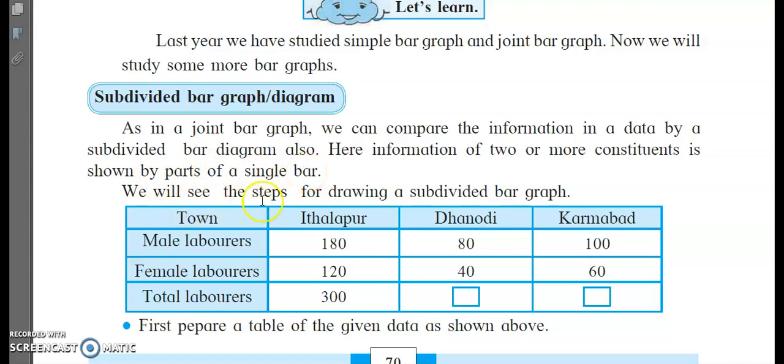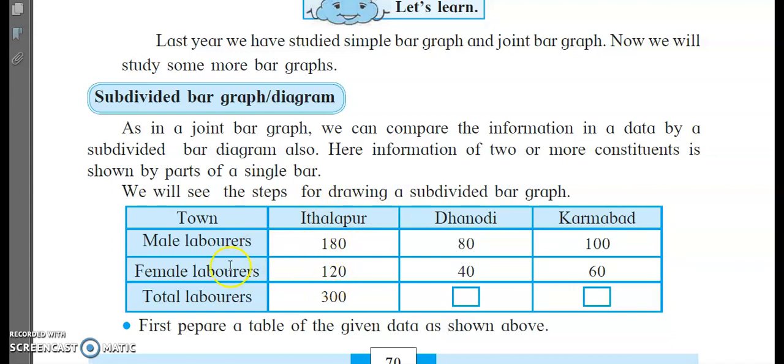So we will see the steps for drawing a subdivided bar graph. First of all, let us see the table. Town is given. In that town, male laborers are given, female laborers are given and then total laborers are given. In Ithalapur, 180 male laborers are there.